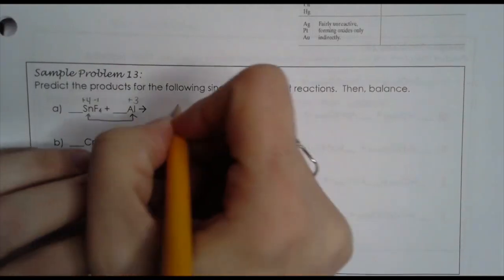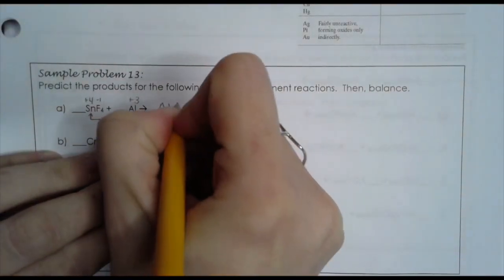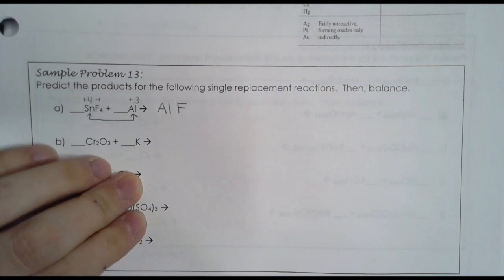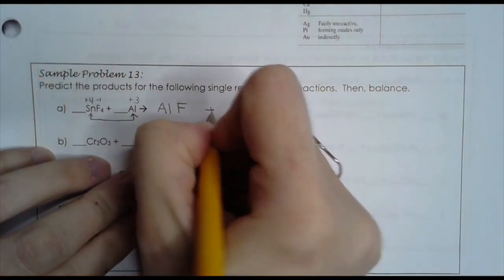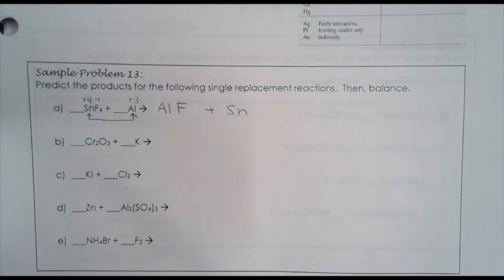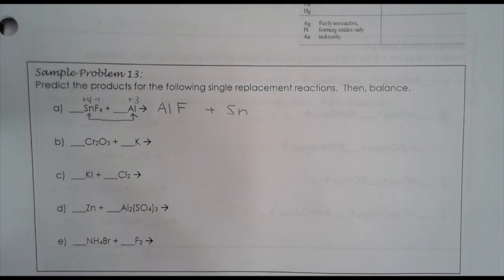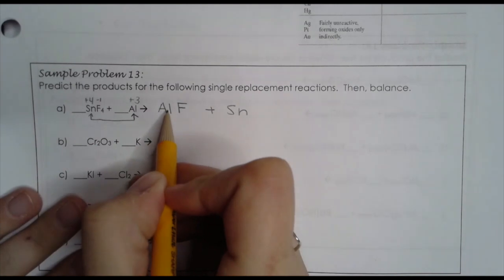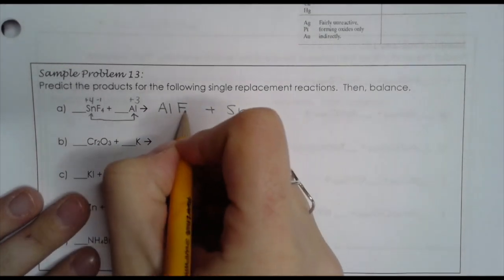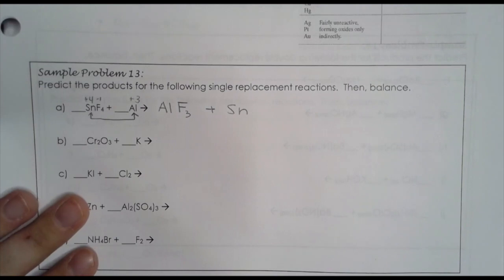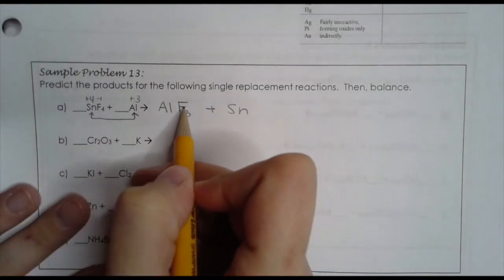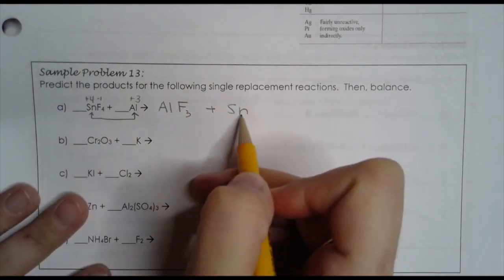So aluminum is going to want to combine with fluorine, and tin is going to isolate itself out. What we have to do is exchange our charges to make sure we have the correct formulas. Aluminum has a charge of +3, so that 3 is going to come down by fluorine. And fluorine has a charge of -1. Tin is not a diatomic, so you leave it as it is.